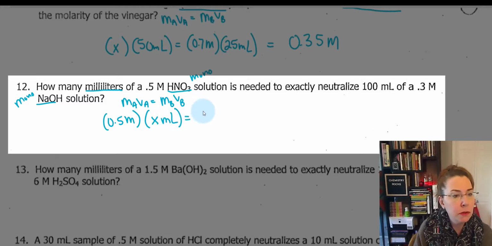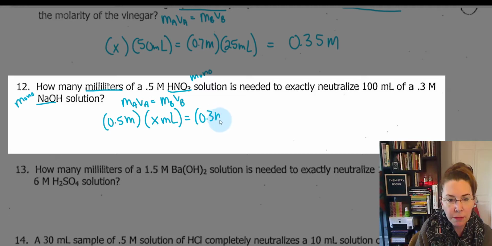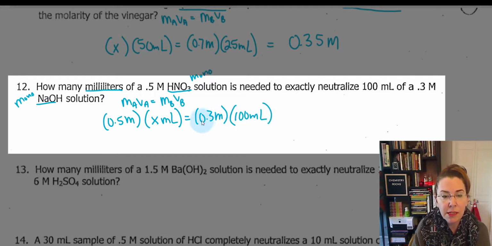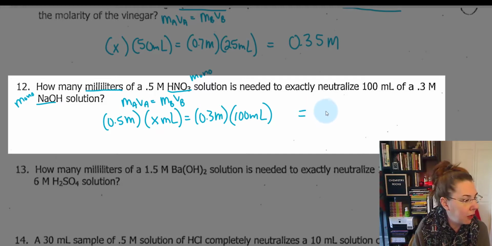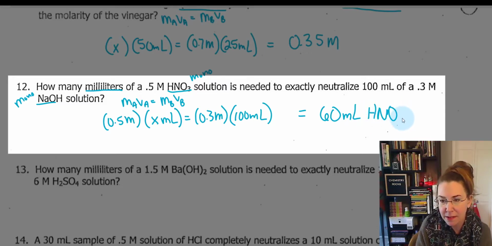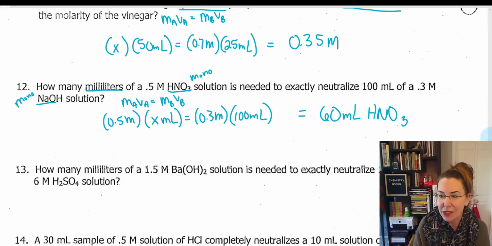It is going to be equal to my molarity of my base, which is 0.3 molar, and my volume of my base, which is 100 milliliters. To solve this, I'll take 0.3, multiply it by 100. That gives me 30, and then I will divide that by 0.5, which means that my new volume will be 60 milliliters of the nitric acid. Alrighty, let's go down to number 13.